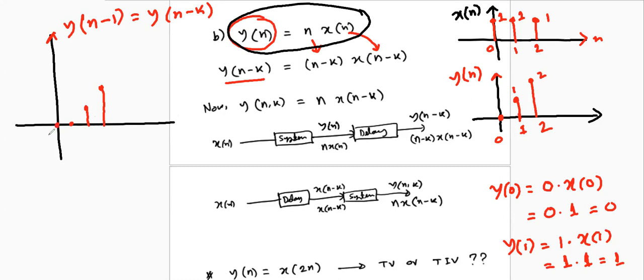At the location of 0, that will be 0, 1, 2, 3. It will be shifted to the right. So this is directly your output, and the output is shifted to the right by one sample. That is good.